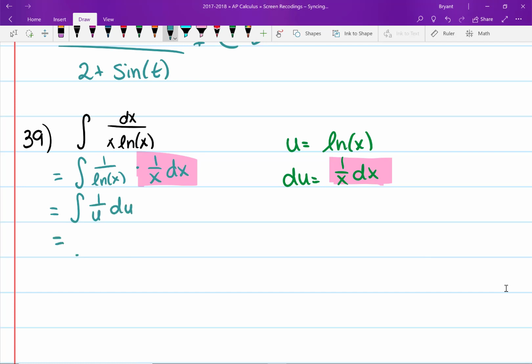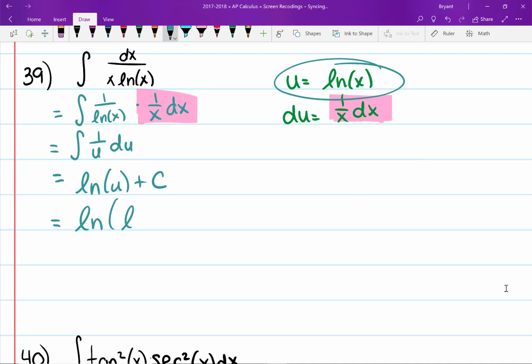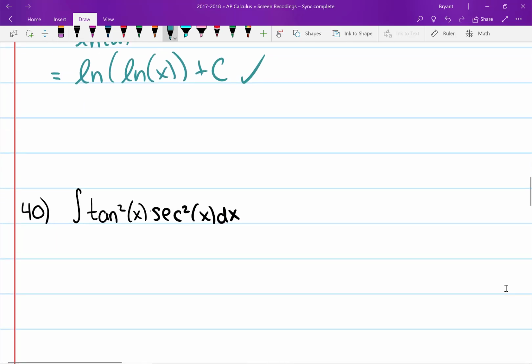And the integral of 1 over u is ln of u plus c. And don't forget that u was ln of x. So this is going to be ln of ln of x plus c. Good to go. Alright, let's talk about number 40.